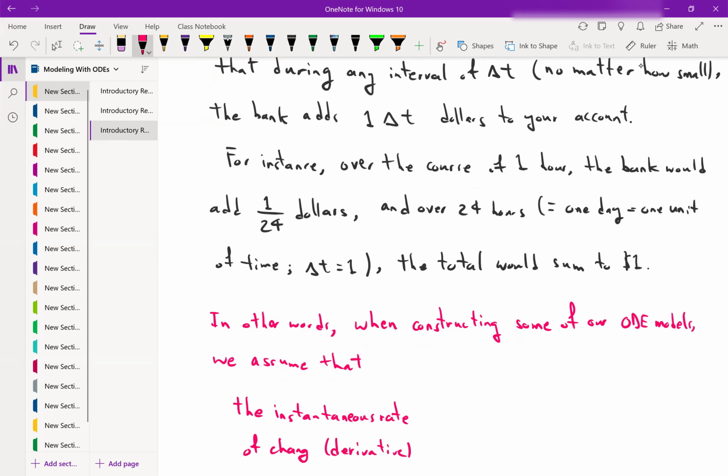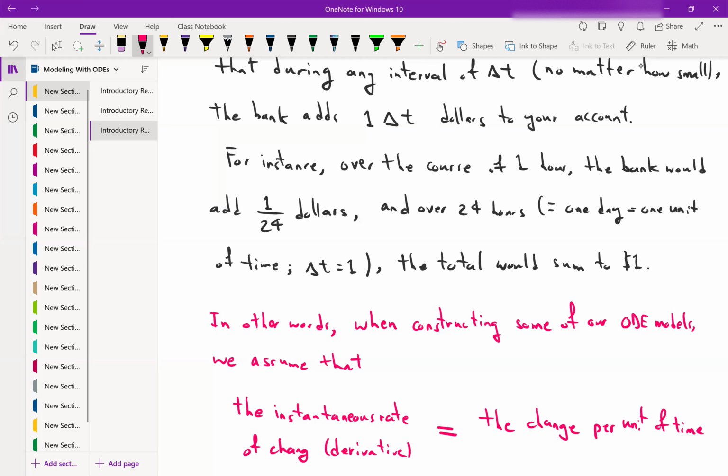This is when you take the limit as delta t goes to 0, which is the same as the change per unit of time. And unit of time depends on the application. In the example that I just told you, unit of time was 1 day, but unit of time may be 1 second, maybe 1 minute, depending on the application.